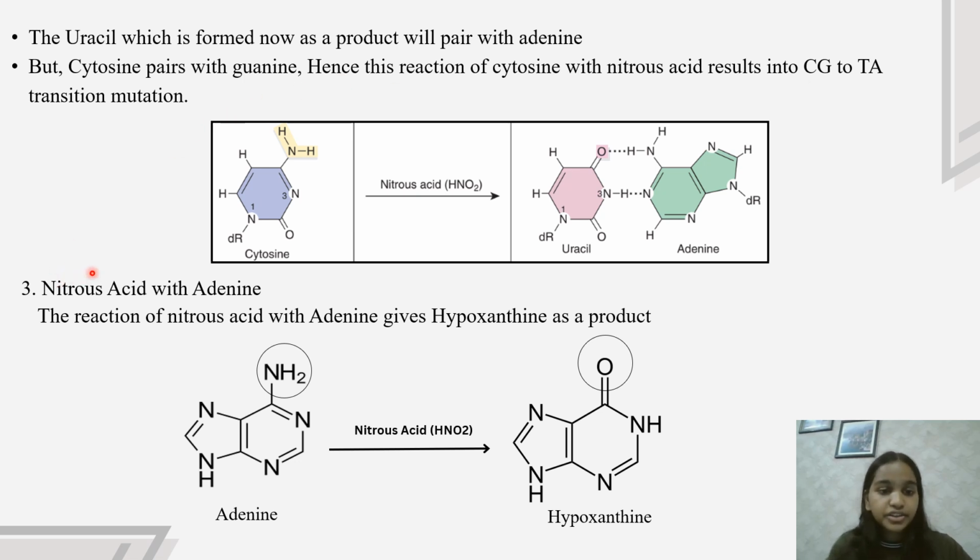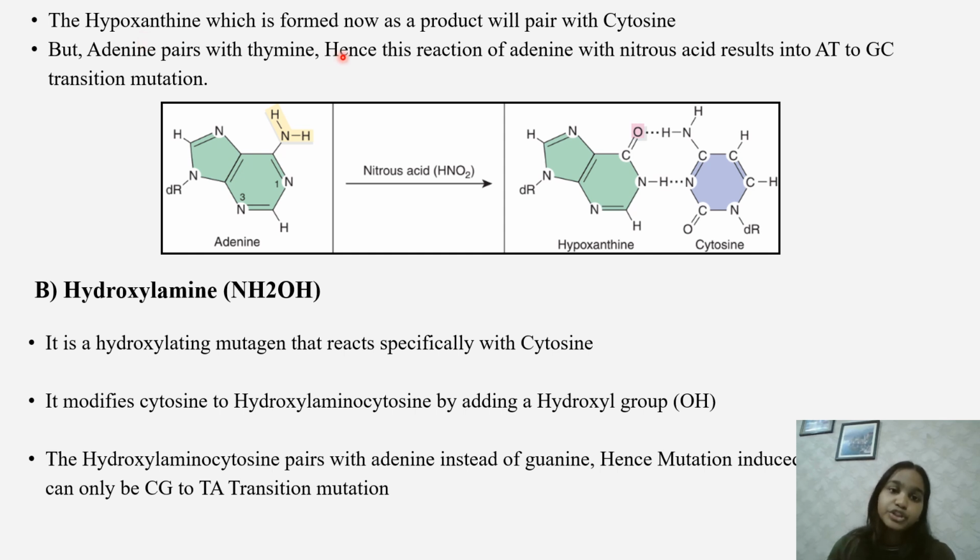And when nitrous acid reacts with adenine, it deaminates the adenine by removing amino group and adds up oxygen group and forms hypoxanthine. So this hypoxanthine, which is now formed as a product, will pair with cytosine instead of thymine. Hence, this reaction of adenine with nitrous acid results into AT base pair to change into GC base pair. This is a transition mutation.